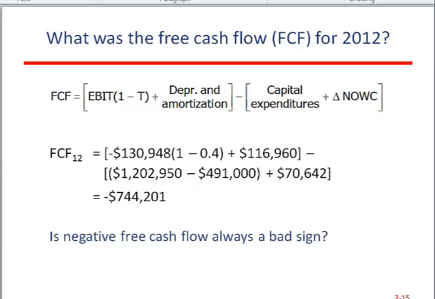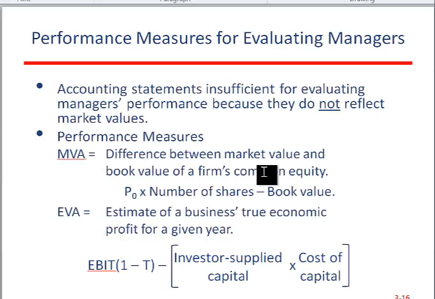Another measure of performance. Actually, two. Performance measures for evaluating managers. Accounting statements are insufficient for evaluating managers' performance because they do not reflect market performance. So MVA measures the market value of the firm. We look at the current stock price times the number of shares, which gives us the total market value of assets, and then we subtract from that the book value. This gives us some measure of the marginal value or the gain in the market value of the firm.